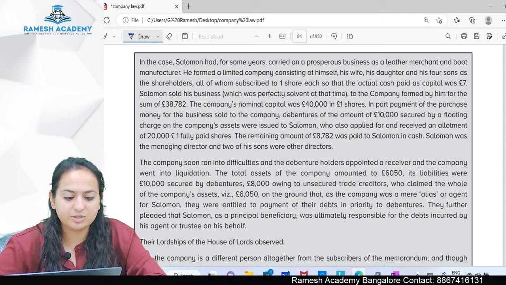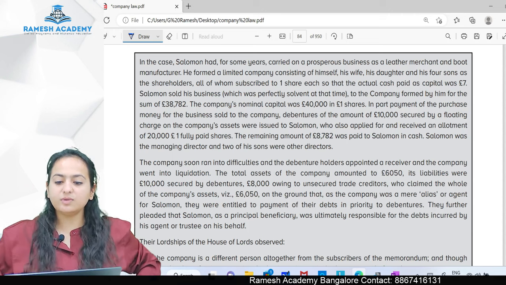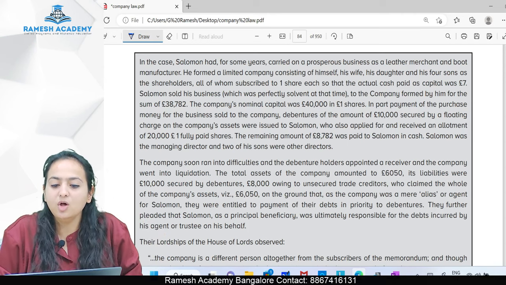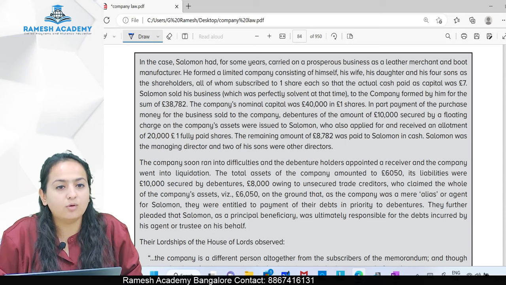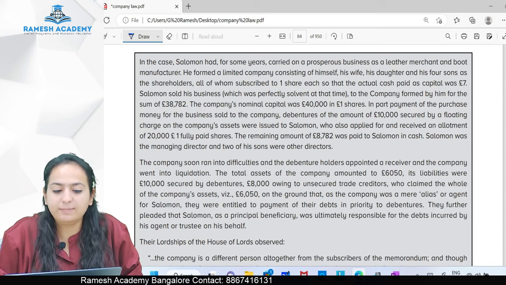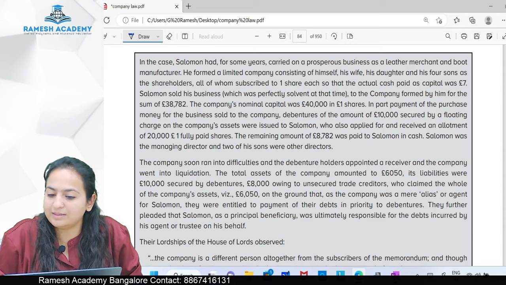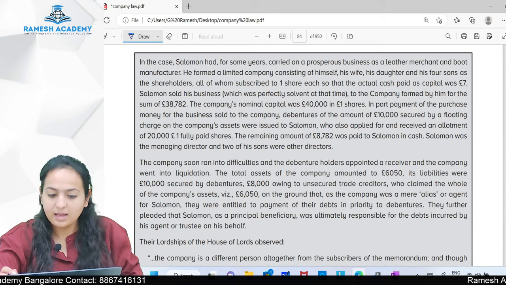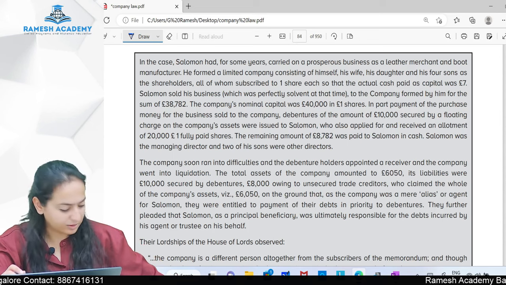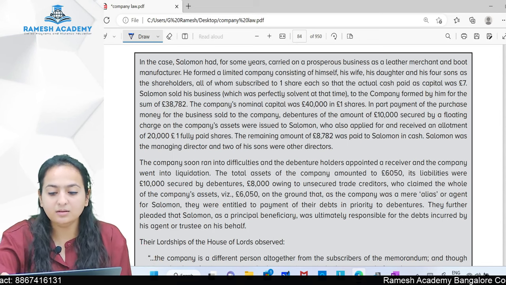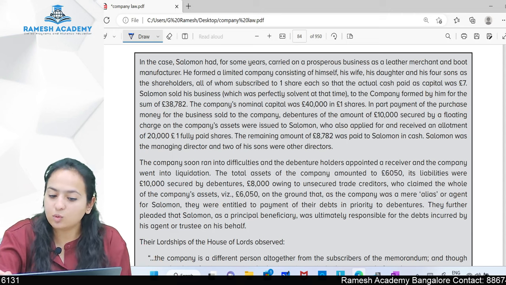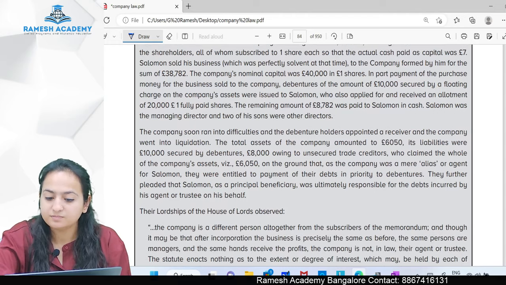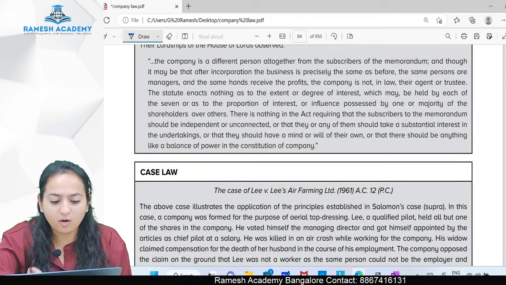In part payment of the purchase money for the business sold to the company, debentures of the amount of £10,000, secured by a floating charge on the company's assets, were issued to Salomon, who also applied for and received an allotment of 20,000 £1 fully paid-up shares. The remaining amount was paid to Salomon in cash. Salomon was the managing director and two of his sons were the other two directors. The company soon ran into difficulties and the debenture holders appointed a receiver, and the company went into liquidation. The total assets of the company amounted to £650. Its liabilities were so and so. Now, what was the decision?